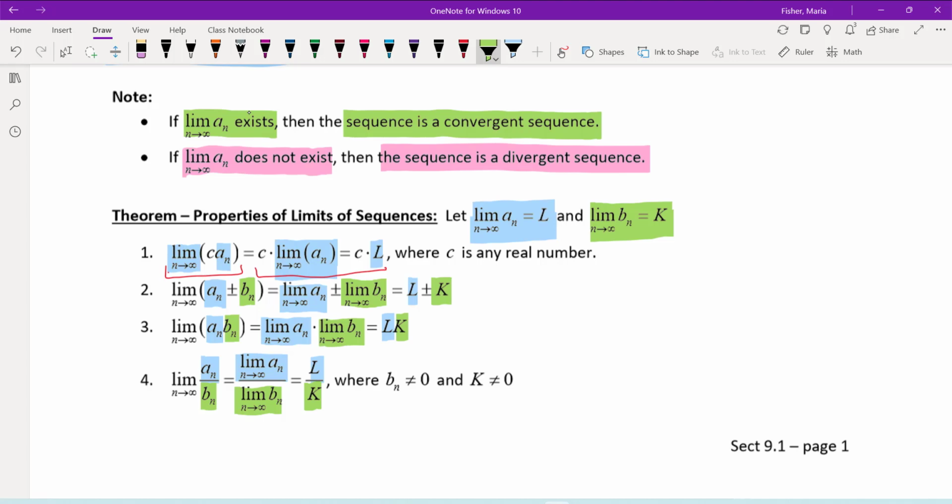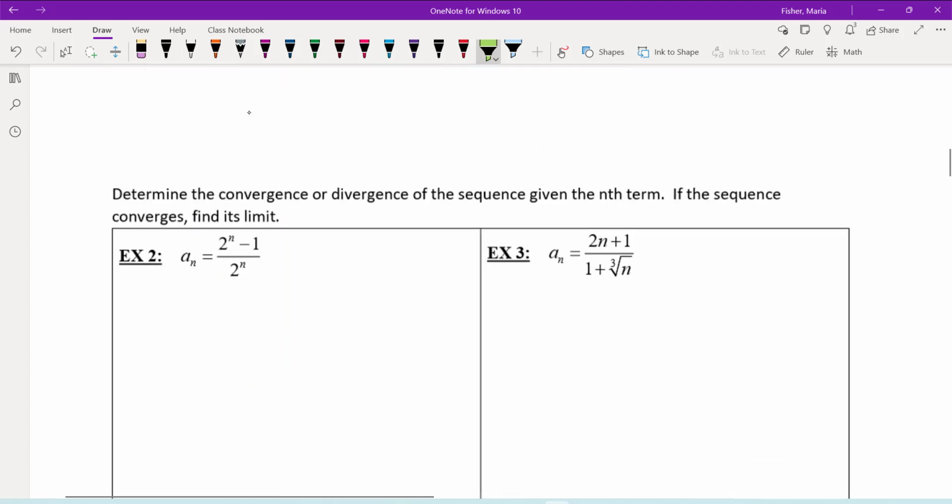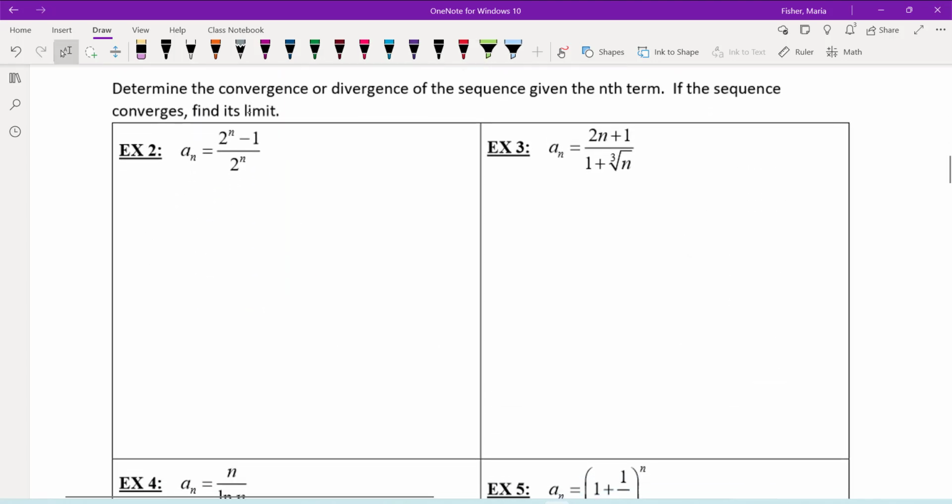These four properties should make a lot of sense. All they're saying is 1. Constant multipliers multiply along, and then 2, 3, and 4, that you can separate limits over addition, subtraction, multiplication, and division. Let's keep going to the next four examples where we're trying to determine the convergence or divergence of the sequence given the nth term, and then it says if the sequence converges, find its limit.